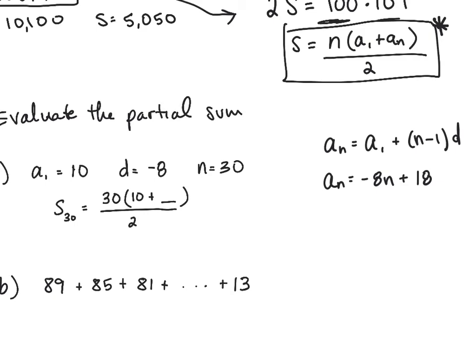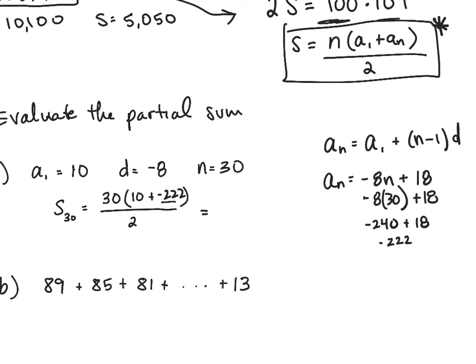Now to find the 30th term, we would just plug in 30. So -8 times 30 plus 18, that's -240 plus 18. So -240 plus 18 is -222. So that's our 30th term. That's going to go right here.